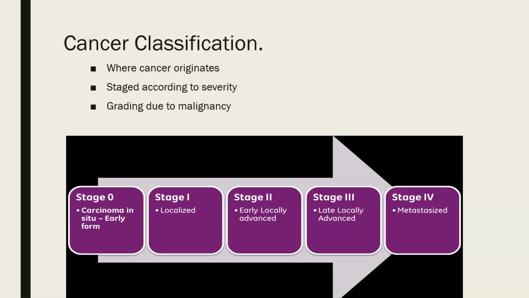So what is cancer classification? As I said, oncology has its own unique language, and this is part of it, and it's the cancer classification system, where cancer originates and then it's staged according to severity, and it's graded due to malignancy. Okay? The different systems are with different cancers. Staging is the exact location of the cancer and its degree of metastasis. Maybe 1 to 4.